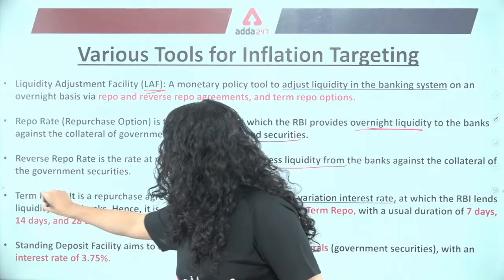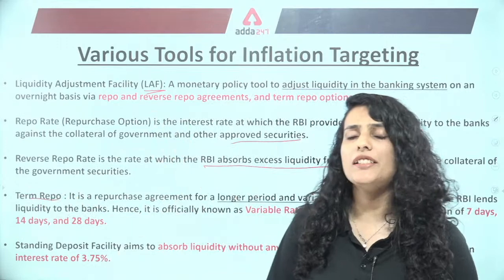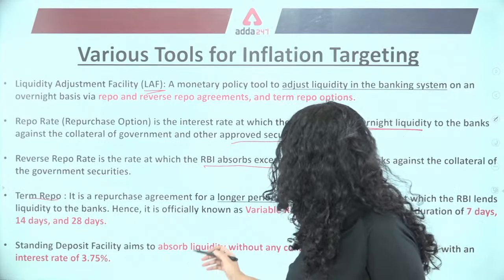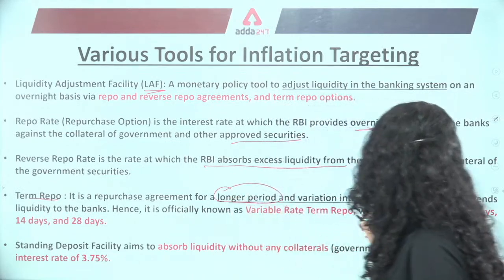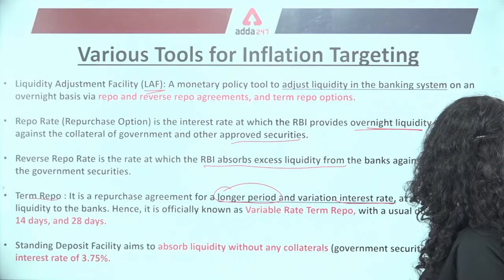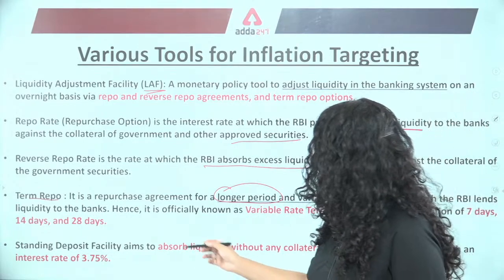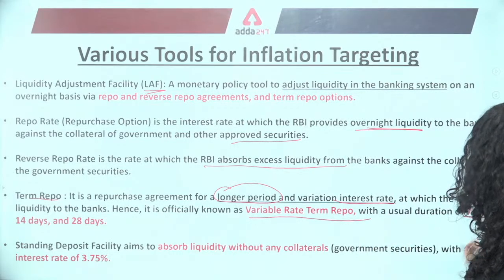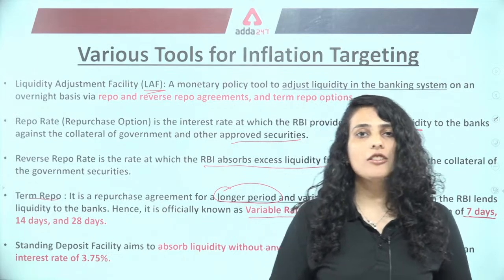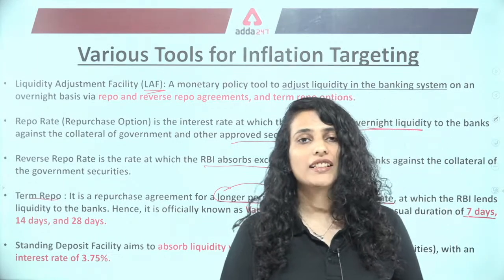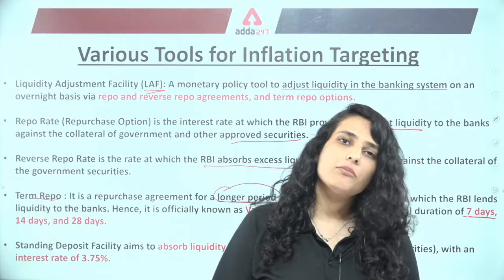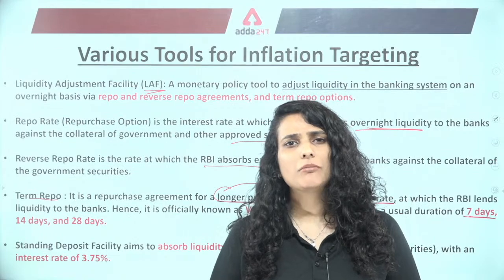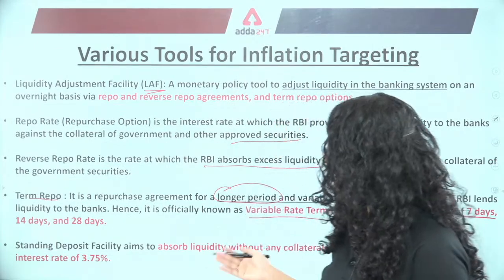Term repo क्या होता है? We all read repo and reverse repo is overnight liquidity. Term repo थोड़ा short term के लिए होता है. It is a short term liquidity for a longer period and variation in interest rate which the RBI lends liquidity to the bank. Hence, it is officially known as variable rate term repo. And usual duration इसका 7 दिन होता है, 14 दिन. You all know about 7-day, 14-day and 28-day T-bills. T-bills होता है, government securities, commercial papers, all these money market, capital market instruments are used to implement term repo.